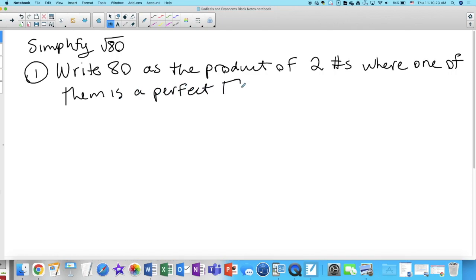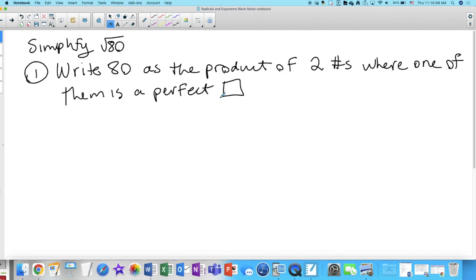Okay, so if you go back to the very front of your booklet, you have a list of all of your perfect squares, 1, 4, 9, 16, 25, 36, 49, etc. And what we want to do is say, okay, could I write 80 as the product of two numbers? So multiply two numbers together to get 80. But one of them has to be a perfect square. Okay, how would we do that? Yeah, 4 times 20. I could write it as 4 times 20. Okay? So let's try that.